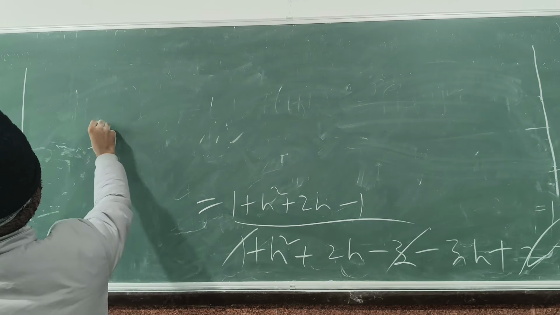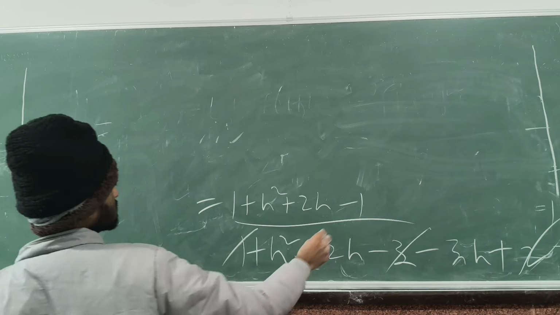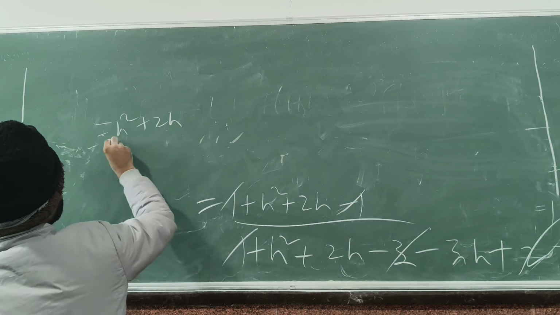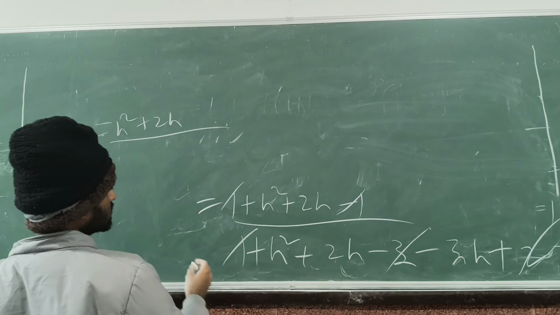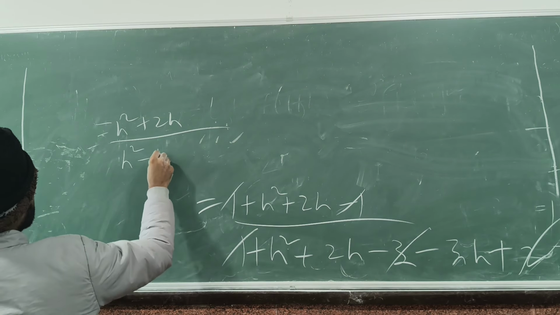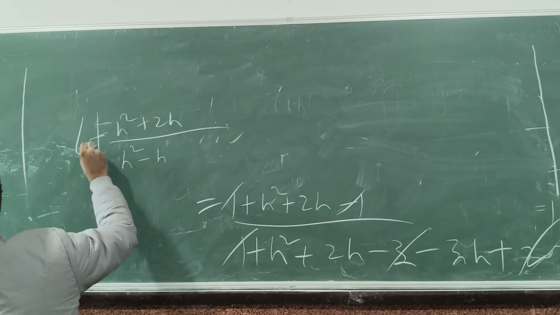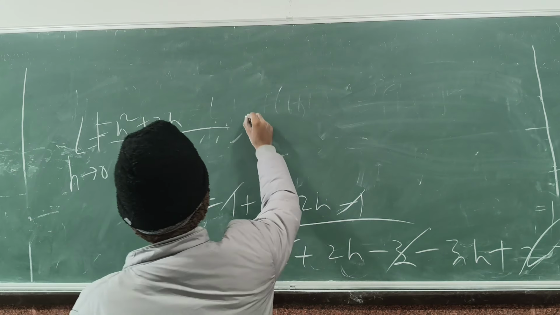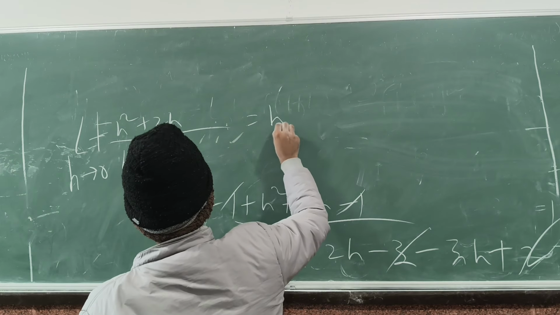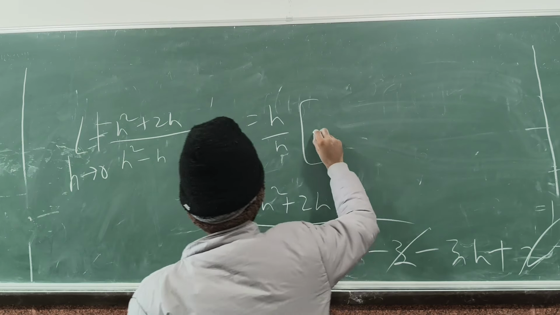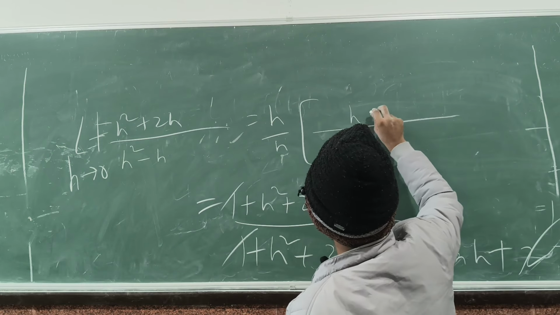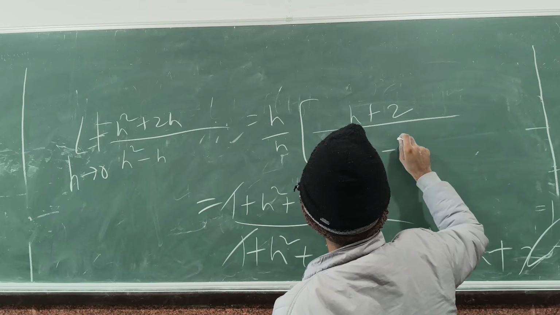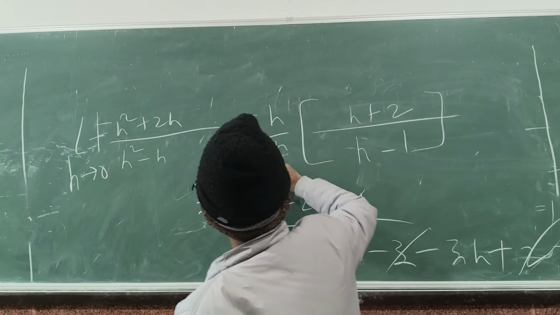So what is the remaining term? Minus 1 plus 1 cancel here. We get h square plus 2h by h square minus h, limit h tending to 0. Okay, so again the same: you take h common here, h plus 2 by h minus 1, and cancel out h.